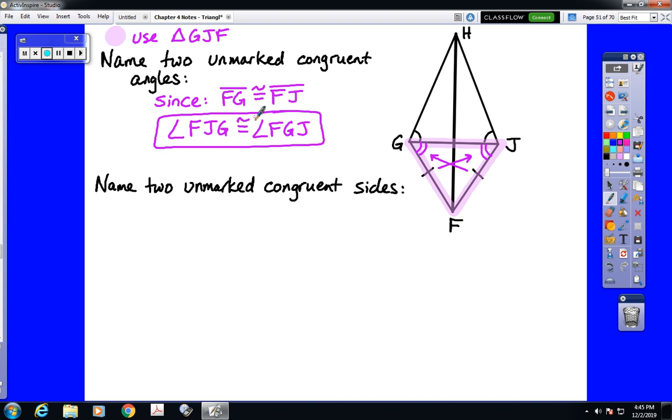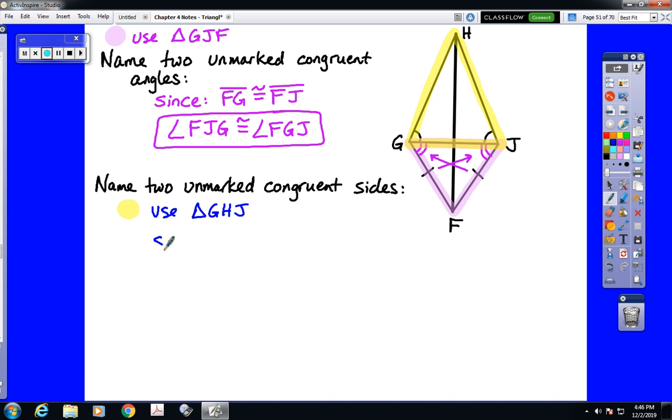Now, when we turn our attention to the other question here, and we're asked about the unmarked congruent sides, we also need to turn our attention to a different triangle. That would be this triangle, which is also isosceles. Okay, so we're going to use that triangle, which is triangle GHJ, to answer that question.